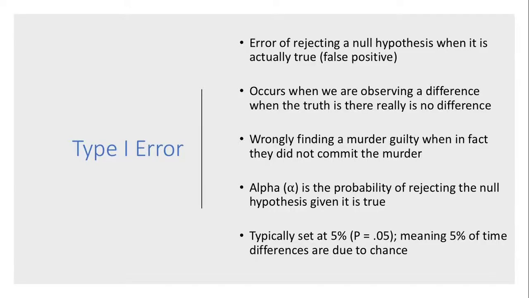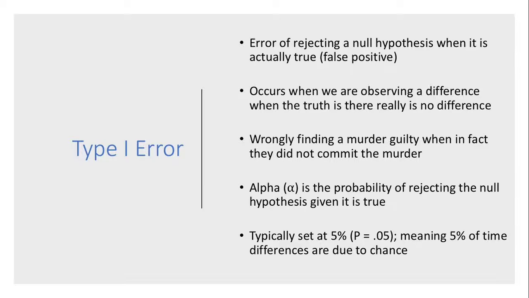All right, let's talk about type 1 and type 2 errors and some general issues surrounding sample sizes. Okay, so type 1 error is the error of rejecting a null hypothesis when it is actually true. This is a false positive. It occurs when we're observing a difference when in fact there really is no difference. For example, you wrongly find somebody guilty of murder when they're truly innocent.